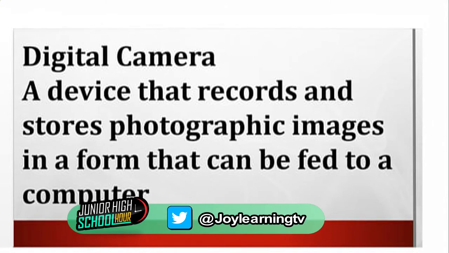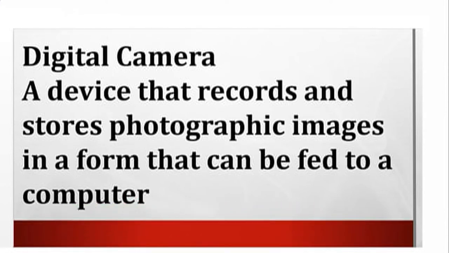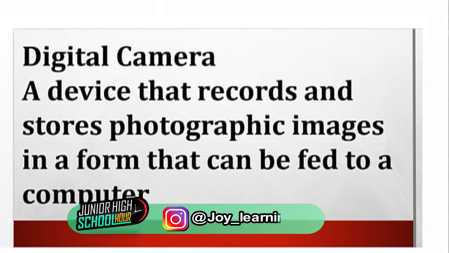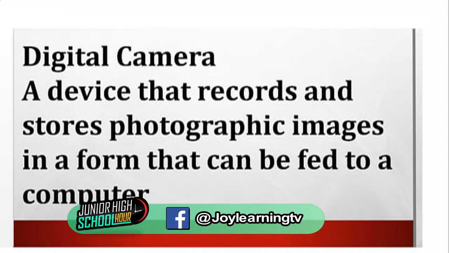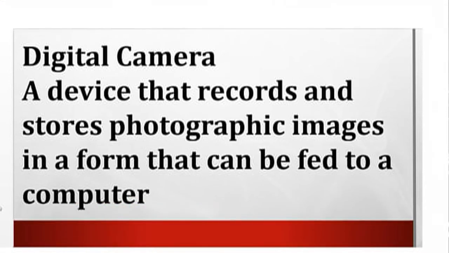The digital camera records all photographic images. It records and stores all photographic images in a form that can be fed into the computer. It converts all the images that are taken into a form that the computer can use. As I said previously, all these images have to be processed before they can be used, and it is these input devices that do that before the images are sent into the computer to be used.